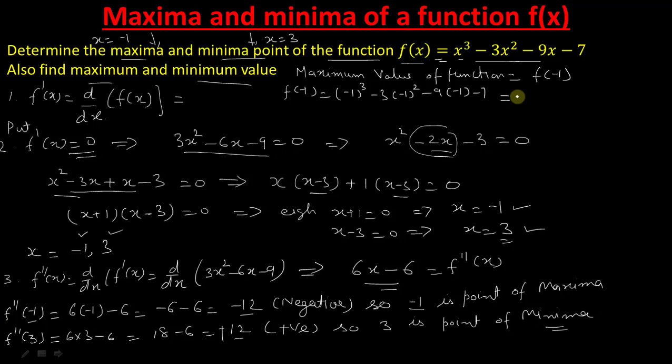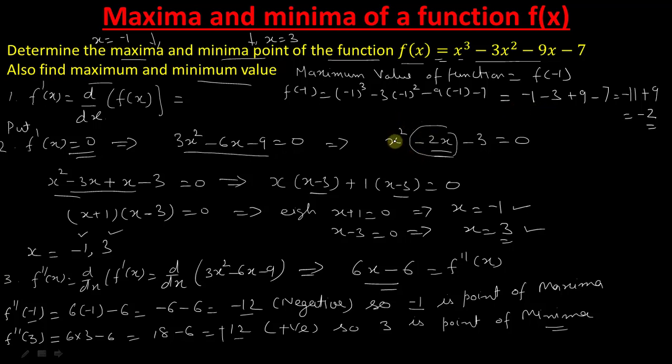So it is -1 -3, the square of -1 is 1, 1 into -3 is -3, plus 9 -7. So -1 -3 is -4, -4 -7 is -11 plus 9. So -11 plus 9 is equal to -2. So the maximum value is -2. The maximum value of this function is -2.